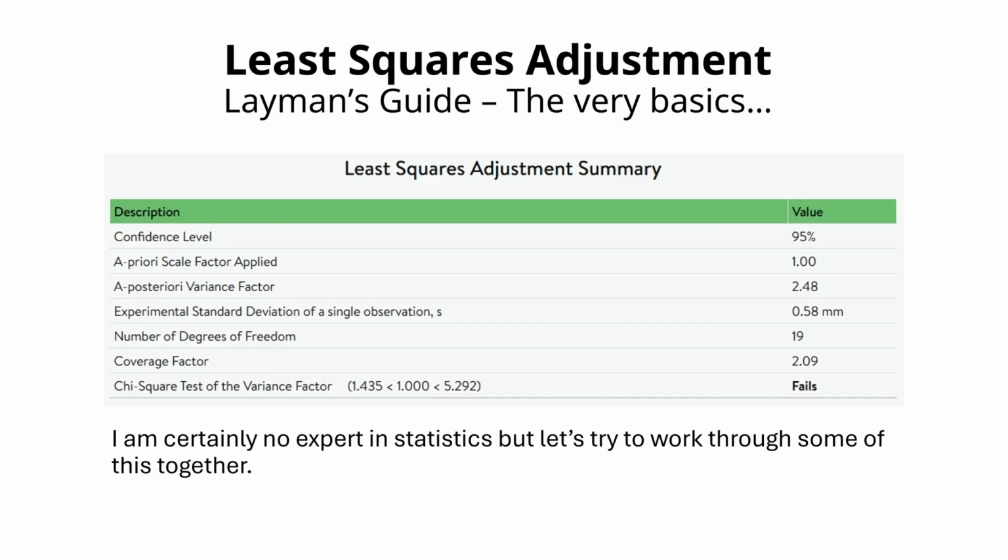Okay, so what does all this mean? In order to really get the most out of this least squares adjustment summary, let's go back and try and take a look at some adjustment basics. Now, quick note, I am certainly no expert in statistics, but let's try and follow through this with some maths and see if we can get a feel for what's going on. Then hopefully when we get back and look at this least squares adjustment summary at the end, we'll be able to get a little bit more out of it.